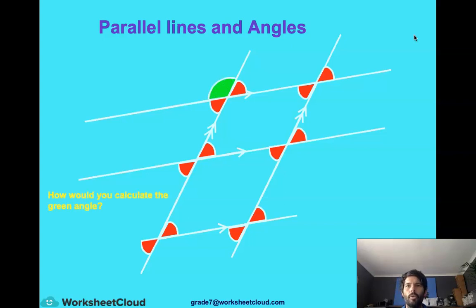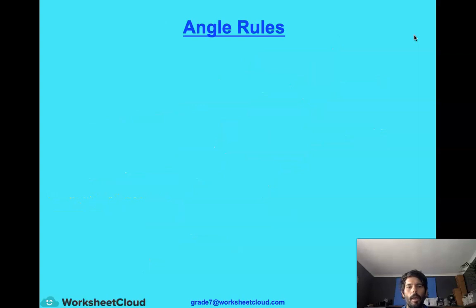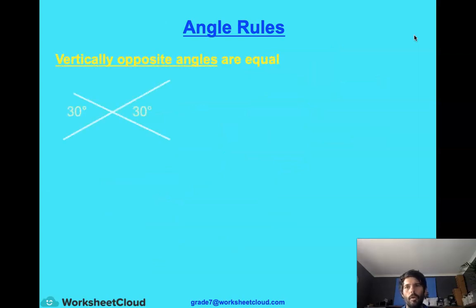Then you get a green angle. Now that green angle, the question there is how would you calculate that green angle? Okay, and how would you calculate the second green angle? And you're quite correct in saying that all those angles are going to be equal to green. And how would we work that out is, first of all, we know that vertically opposite angles, so there you've got 30 degrees equals 30 degrees.